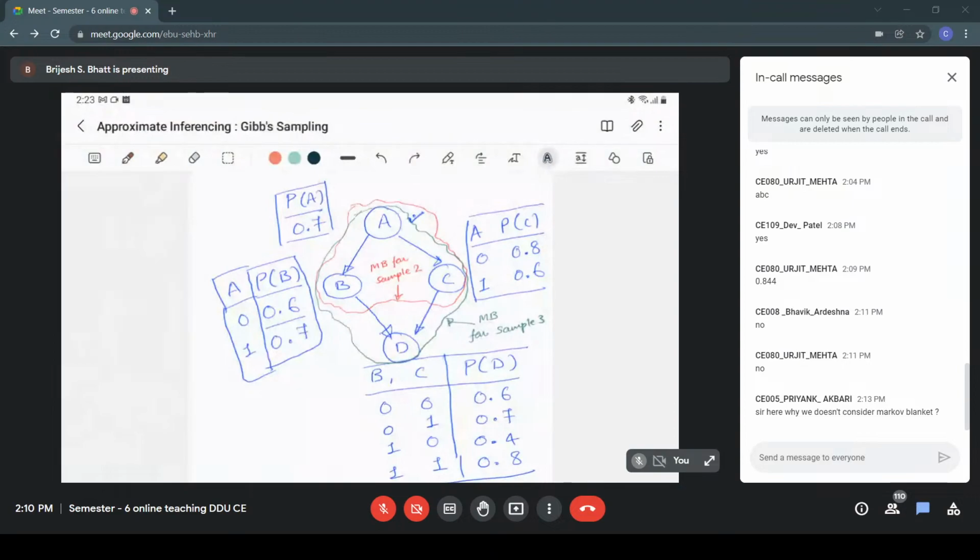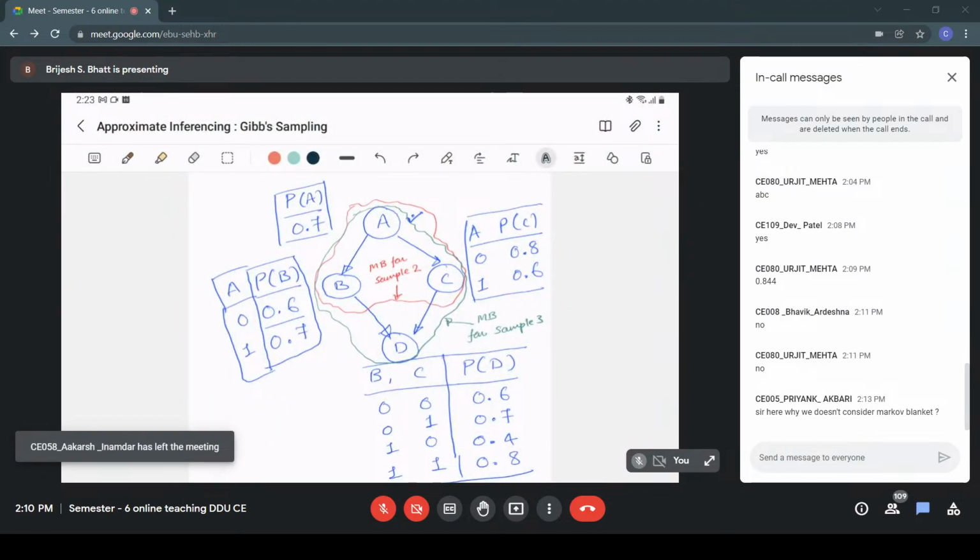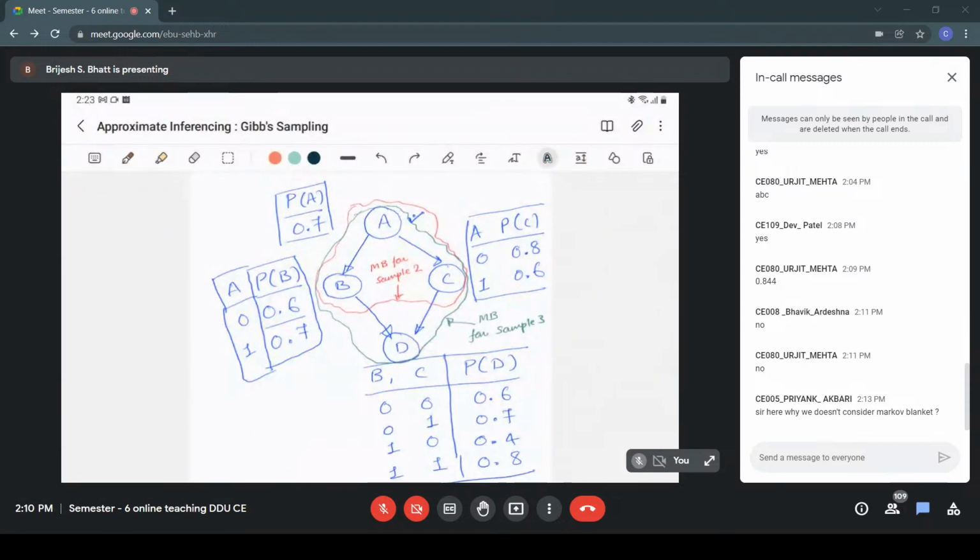Priyank says, sir, why did we not consider the Markov blanket here? We did, but the Markov blanket of C turns out to be all of A, B, and D. Remember the definition of Markov blanket? Markov blanket means parents, children, and spouses. That is all three, A, B, and D. So probability of C given A, B, D is the same as the probability with the Markov blanket also. You are not reducing any variable in that.